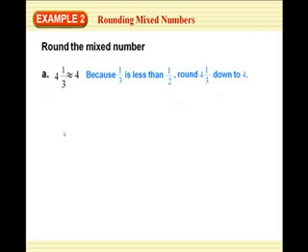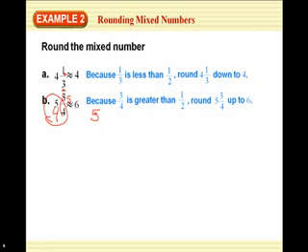Okay, the mixed number. We know that 4 and 1/3 is between 4 and 5. If it's half or higher, we go up to 5. If it's lower than half, we'll go down to 4. So we look at 1/3, and half of 3 is 1.5. 1 is less than half, so it would round down to 4. So 5 and 3/4 is between 5 and 6. Half of 4 is 2, and 3 is bigger than half. Bigger than half means we go up, so we would round to 6.